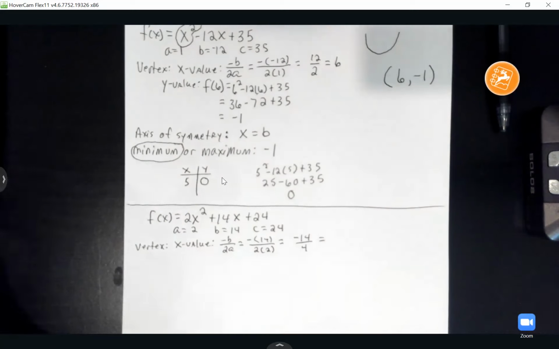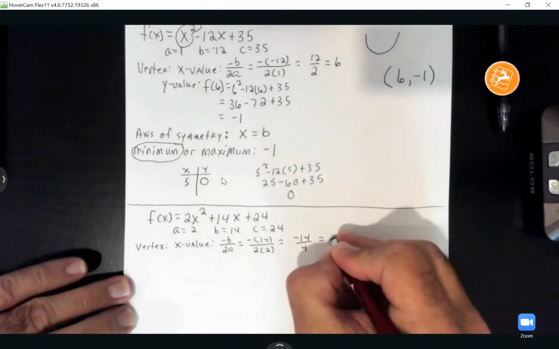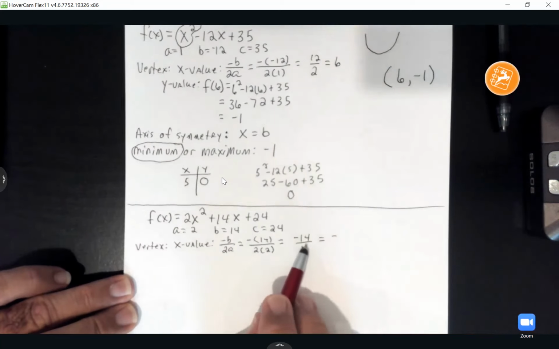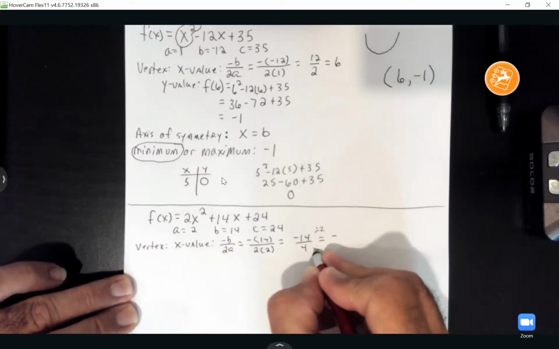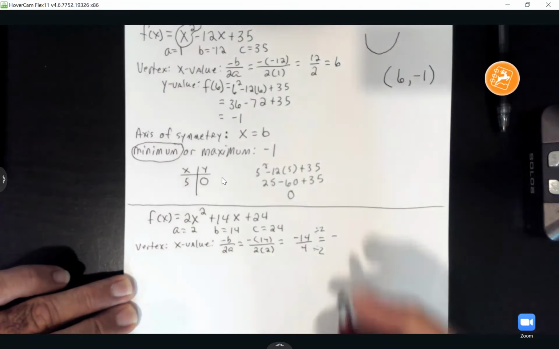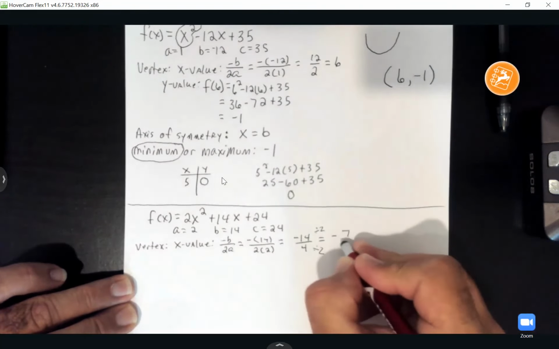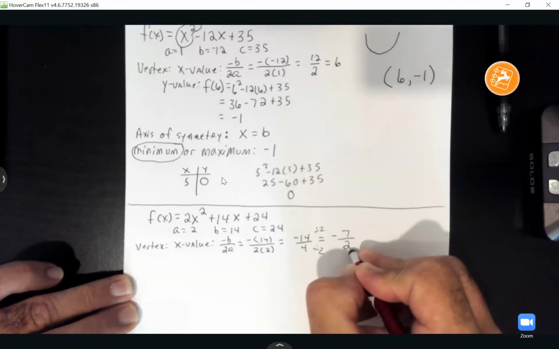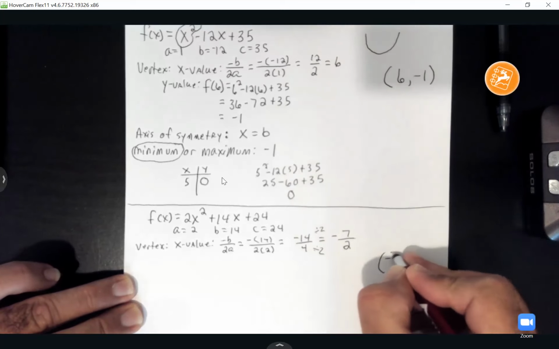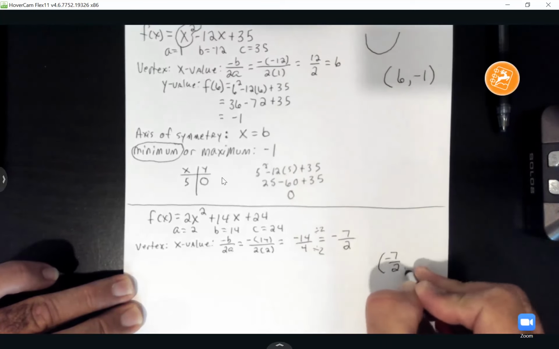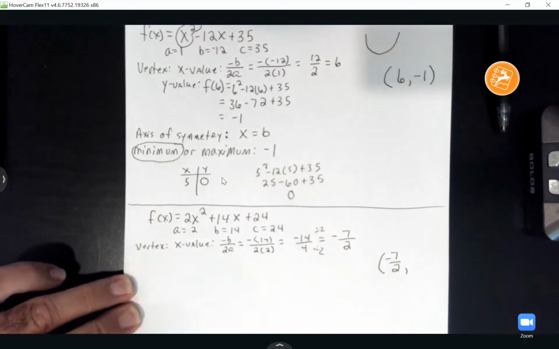So remember, I don't want mixed number type answers. So 14 doesn't divide by 4. So the only thing we can do is reduce that fraction down. So 14 and 4 both divide by 2. So I'm going to divide the top by 2. I'm going to divide the bottom by 2. So that I get a -7 over 2. So my x value is -7/2.